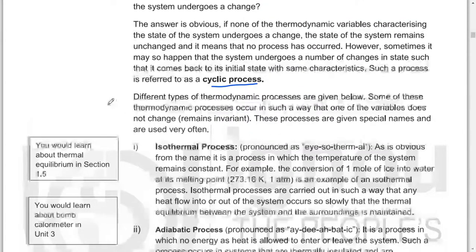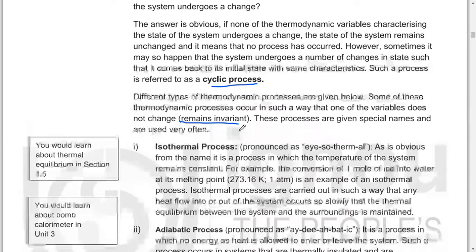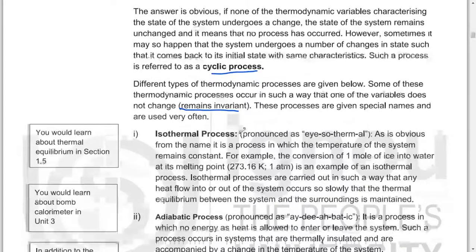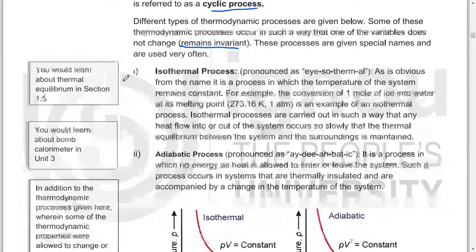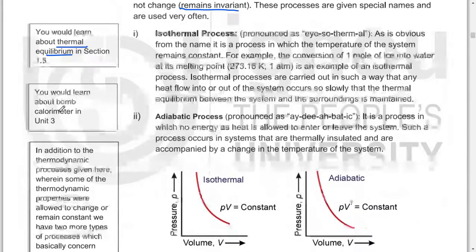Different types of thermodynamic processes are given below. Some of these thermodynamic processes occur in such a way that one of the variables does not change, remains invariant. These processes are given special names and are used very often. You would learn about thermal equilibrium in section 1.5. You would learn about bomb calorimeter in unit 3.